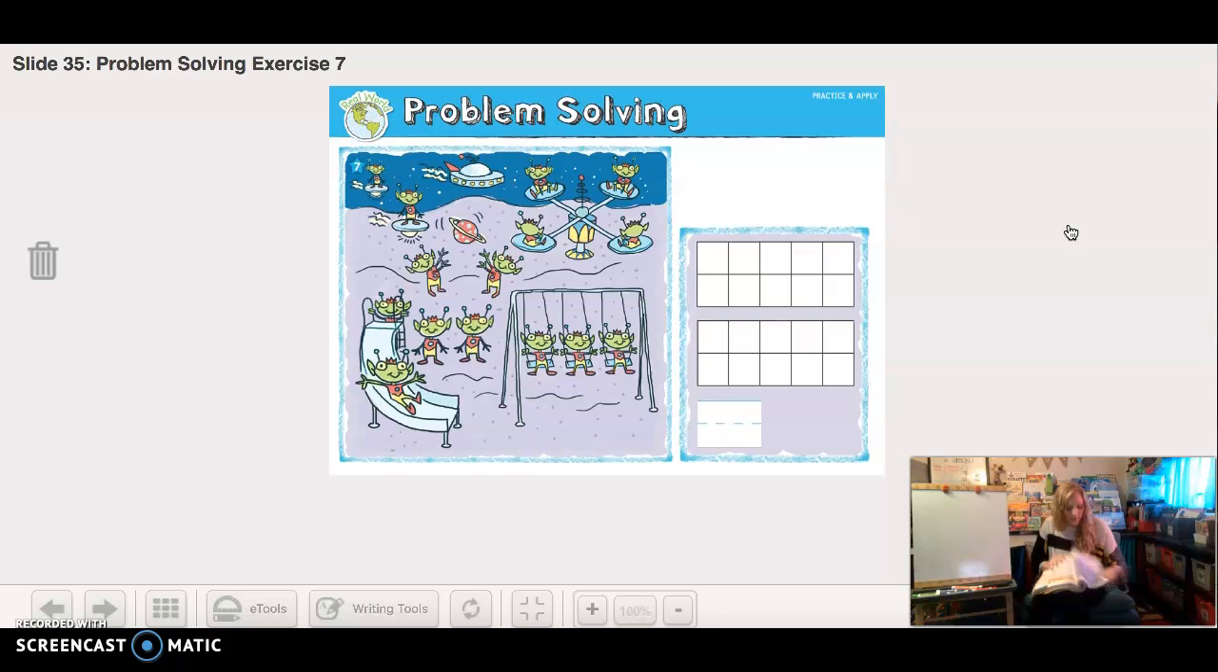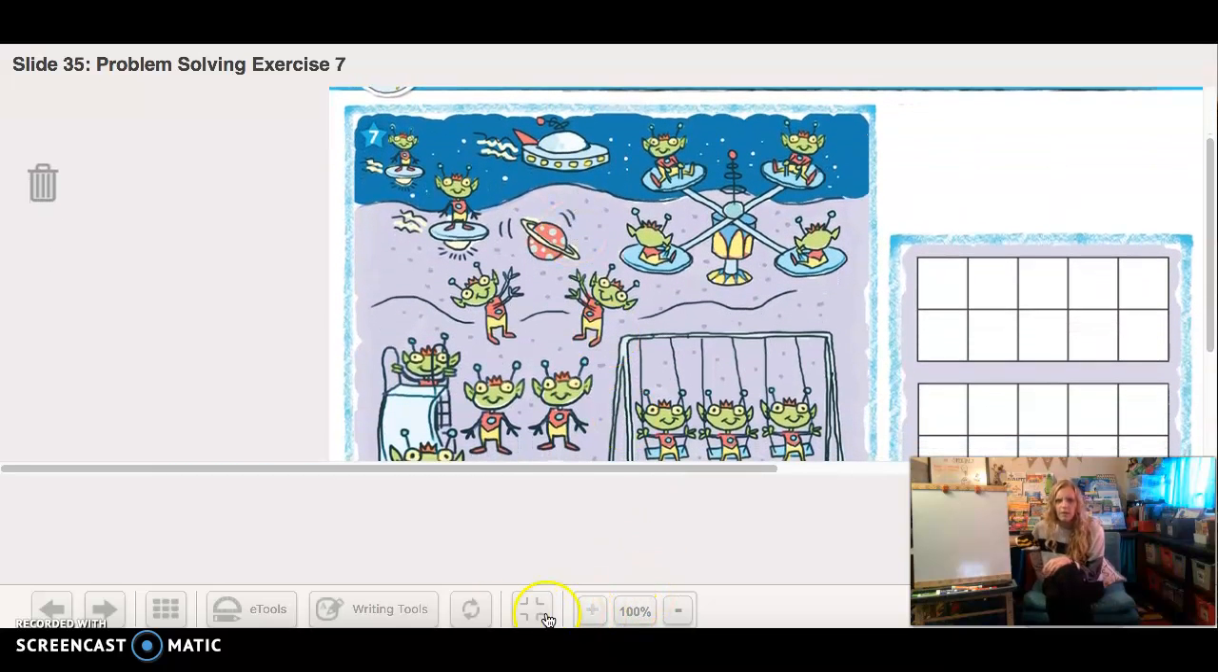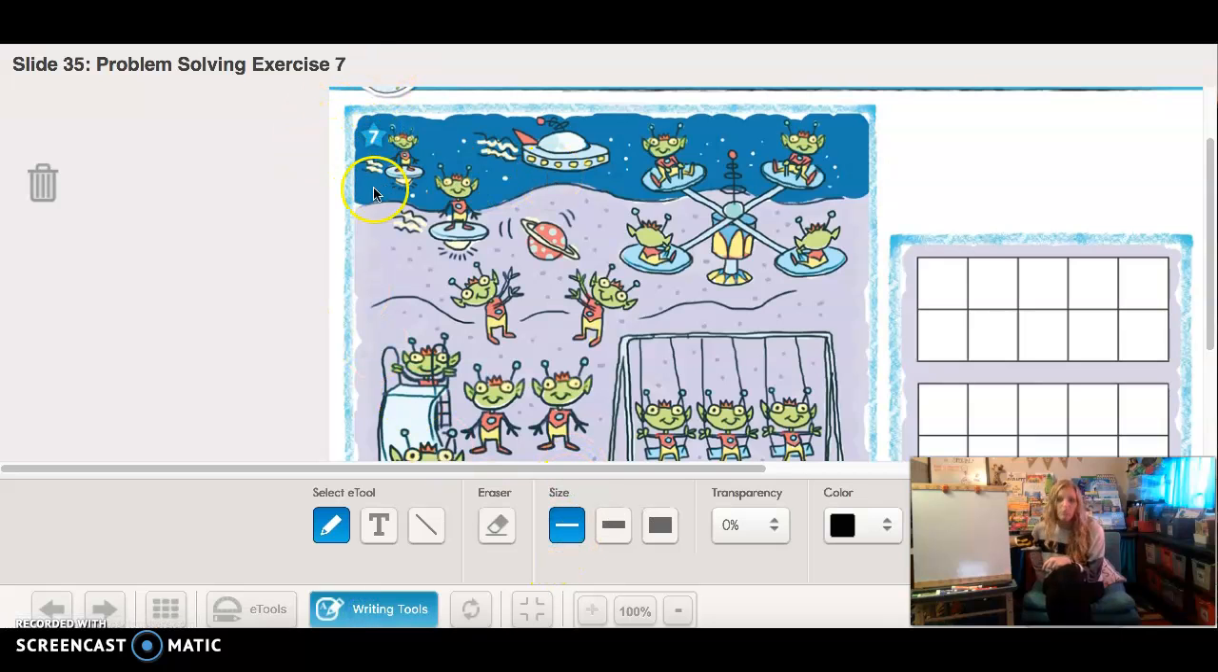Wow, that's a lot of aliens. Let's see what they want us to do. Count the aliens, say how many, and draw circles in the 10 frame for every alien we counted. All right, so let's do that. Let's zoom in and count how many aliens we have. I'm going to cross mine out as I count. You could put something over them, or you can cross them out, or just count with your finger, okay?